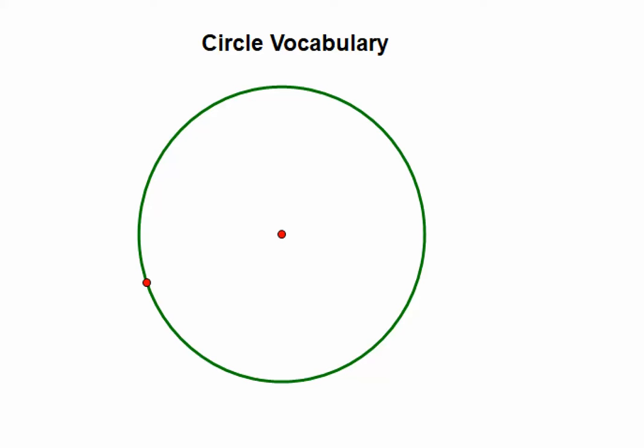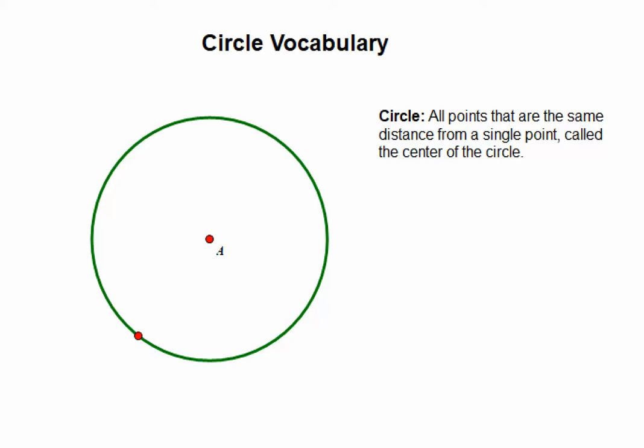You'll notice I've started with a circle drawn on my slide. Everybody knows what a circle is, but we might have a hard time defining it. A circle is defined as the set of all points that are the same distance from a point called the center. The center is a point, and remember we name points with one capital letter. My center here is point A. That center is also used to name the circle, so I could refer to this as circle A.